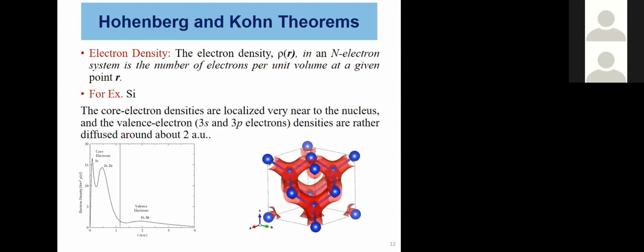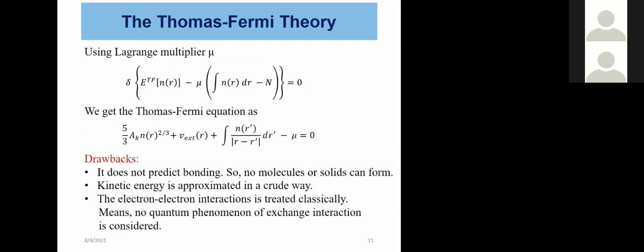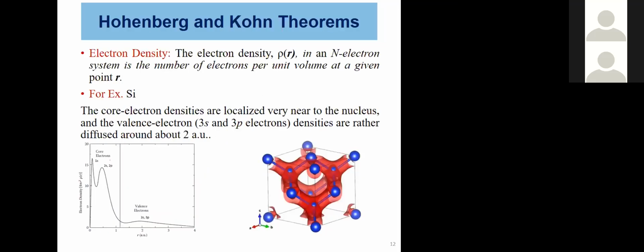So people tried. This was around 1928, and after many years, around 1964, the famous density functional theory was developed by Hohenberg, Kohn, and Sham. Before that, we will talk about what electron density is. Electron density is nothing but the number of electrons per unit volume. The way we calculate density for anything is similar for the electron density also.